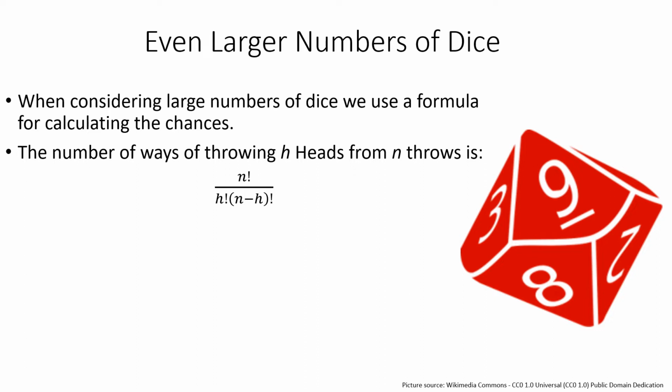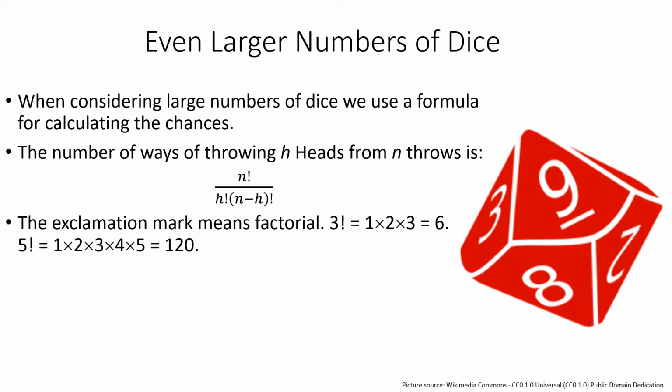So the h factorial, basically that's the number of ways you can order all the heads. n minus h, the number of throws minus the number of heads, that'll be the number of tails, and the tails factorial, that'll be the number of ways you can order all the tails. So that fraction will give you the number of ways that you can throw h heads from n throws.